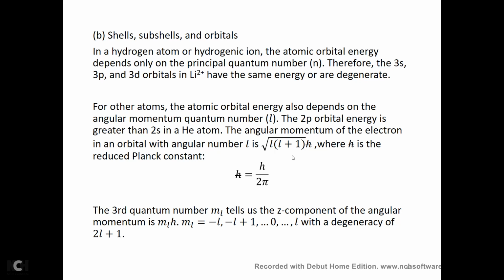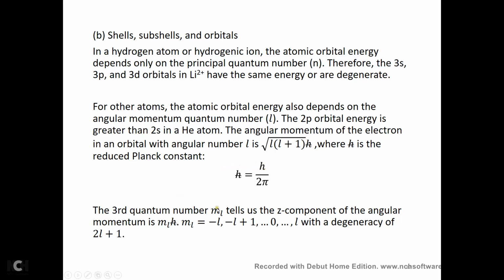Why is l called the angular momentum quantum number? This number can be used to calculate the angular momentum of the electron rotating about the nucleus. The equation is very simple. It's the square root of l times l plus 1 times h bar. This is the angular momentum of the electron orbiting about the nucleus. h bar is the reduced Planck constant, so it's h/2π. h is 6.626 times 10 to the power of -34 joule second.